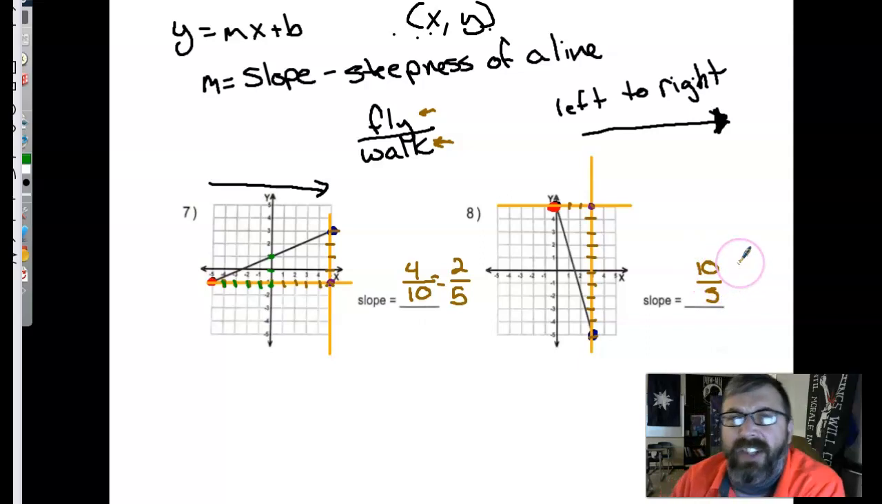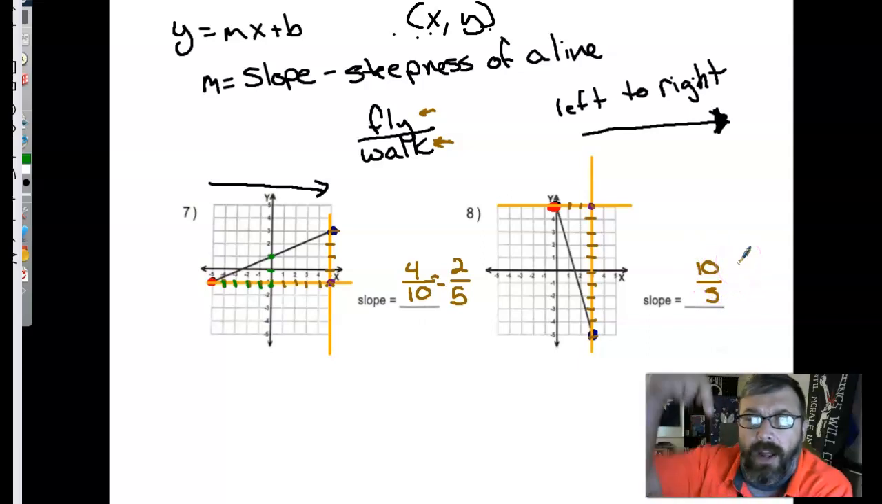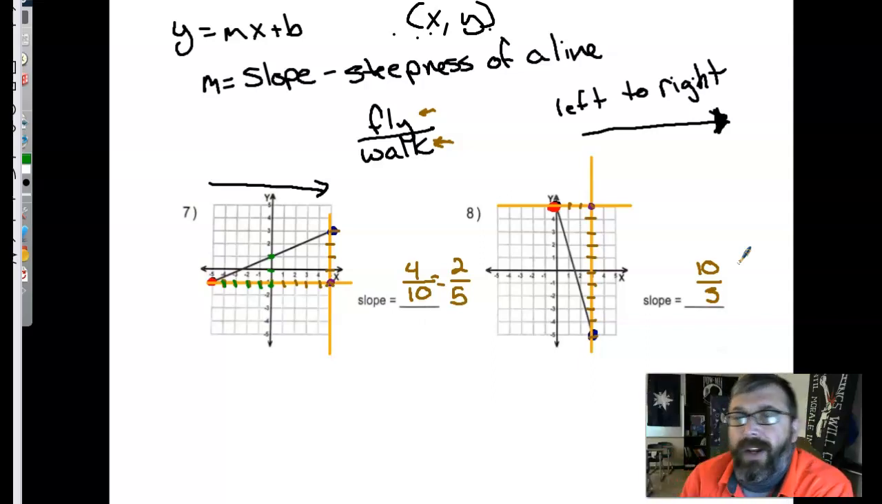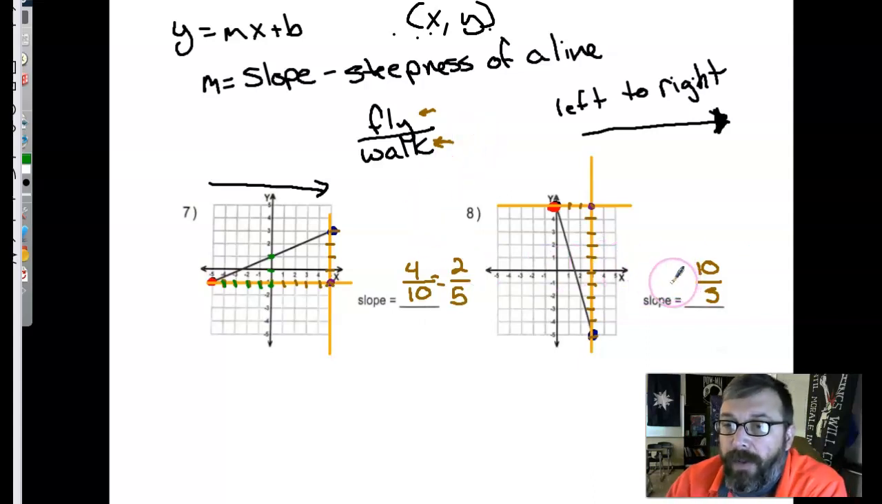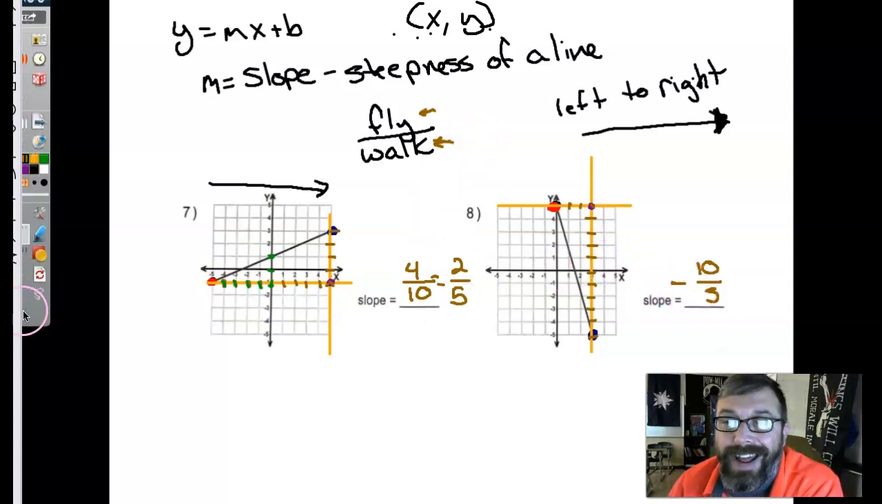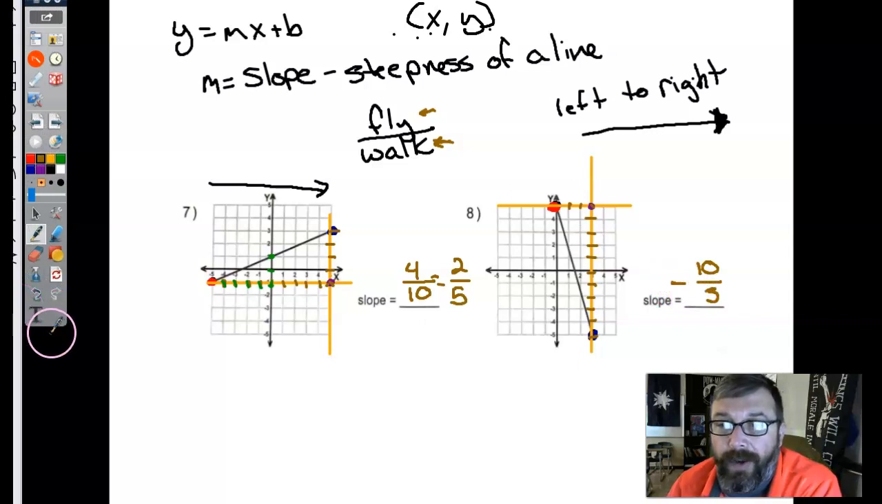But now I didn't actually fly up. I flew down. And when you go down, what kind of a number is down? Down is a negative number. So my slope in this case is negative 10 over 3.